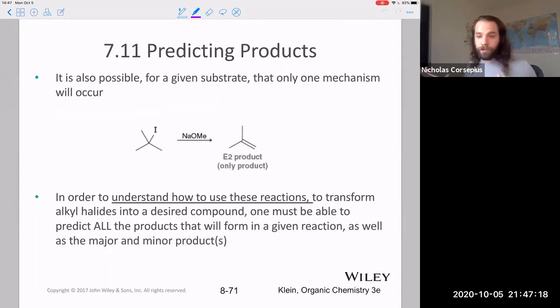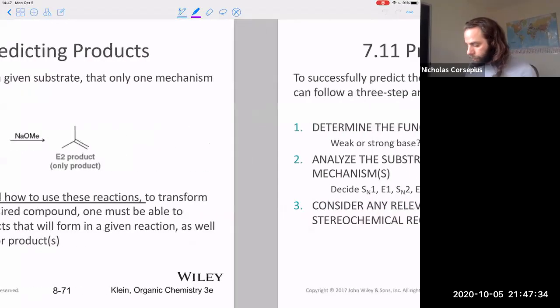And just note, it's not always going to be a mixture of substitution and elimination. There are going to be certain circumstances that only favor the elimination product, or certain circumstances that only favor the substitution product. So let's go through step by step how we're going to do this.